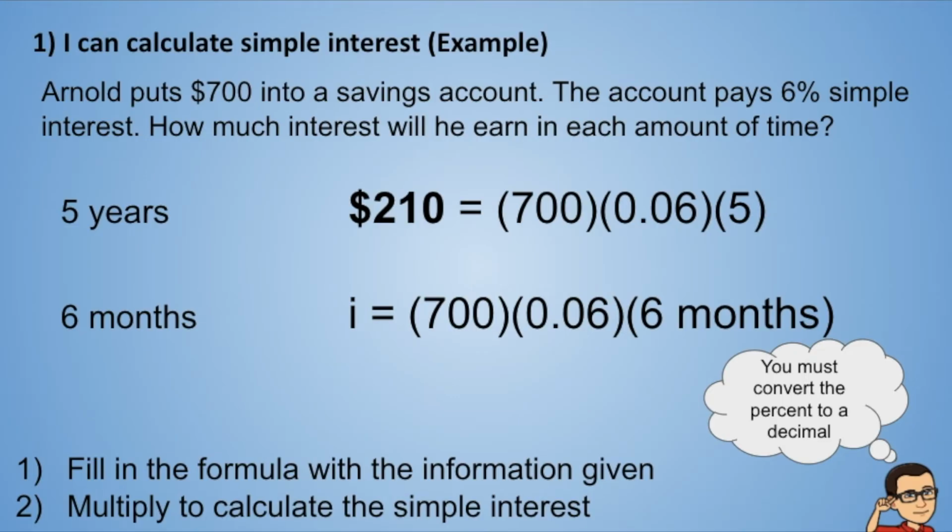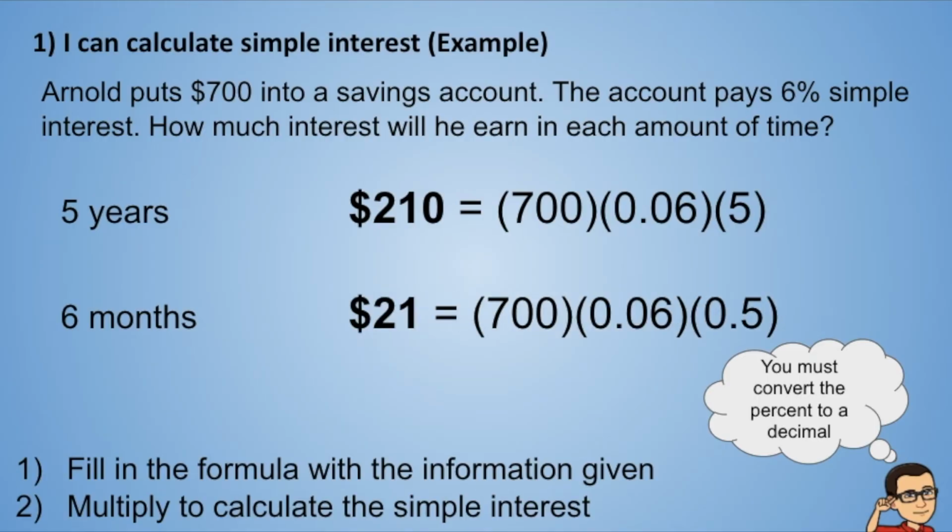So we need to convert this into a decimal. We can do that by dividing the 6 by 12, since there are 12 months in a year. And 6 divided by 12 is equal to 0.5, or 1/2. And 6 months is half of a year, so that makes sense. Step 2 is to multiply to calculate the simple interest. 700 times 0.06 times 0.5 is equal to $21. So Arnold will earn $21 in interest in 6 months.